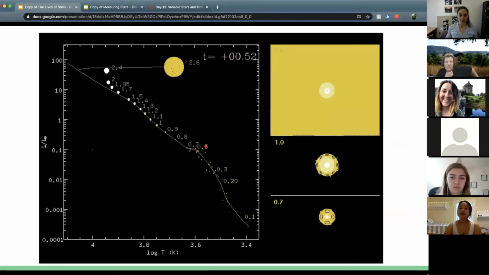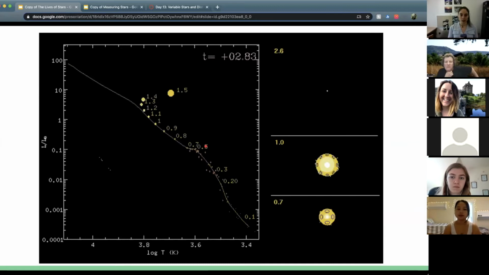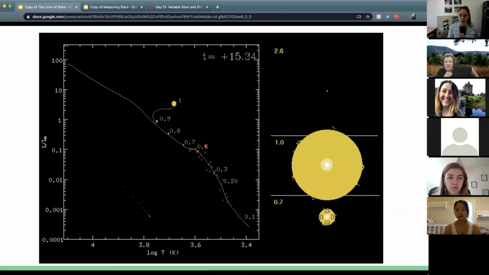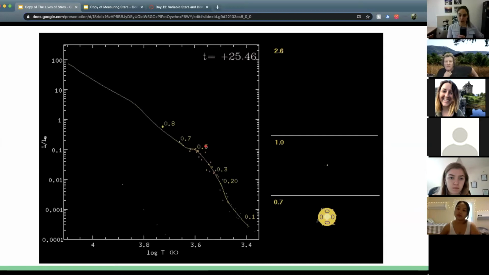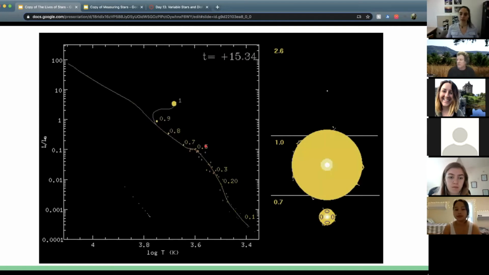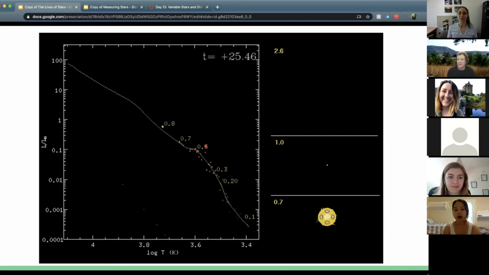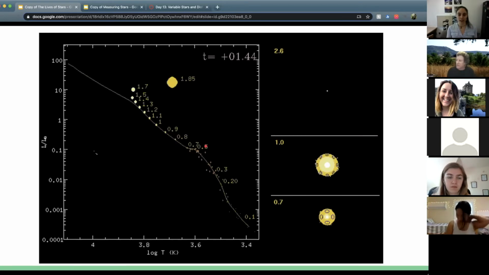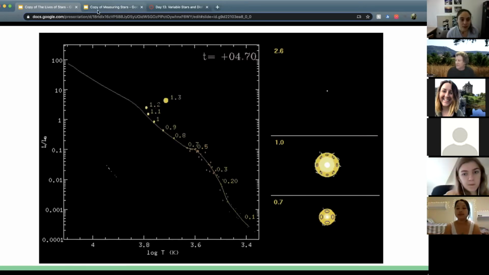So before we switch gears and start talking about how we measure the distances to stars and the masses and radii of stars, does anyone have any questions about any of this, using HR diagrams to measure ages? Okay, and I'll do one last plug for the HR diagram lab, where you will actually do this process, acting as an astronomer measuring the age of a cluster.